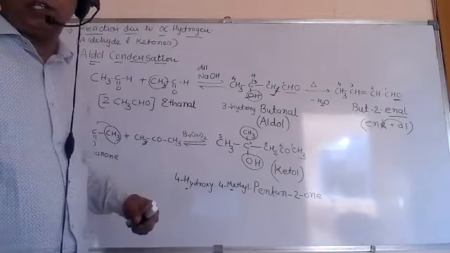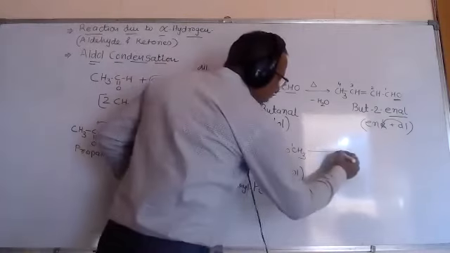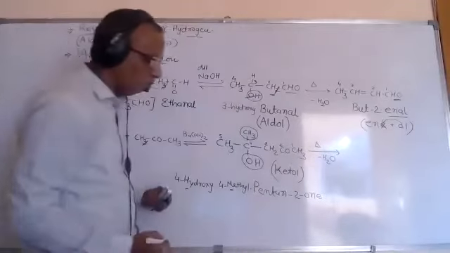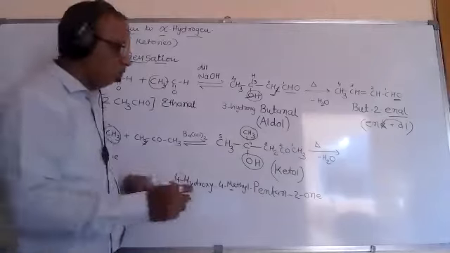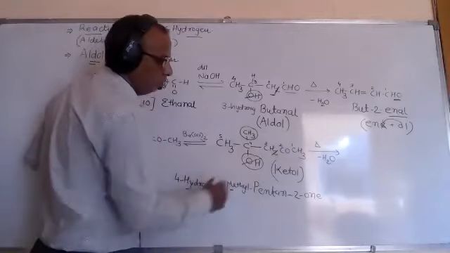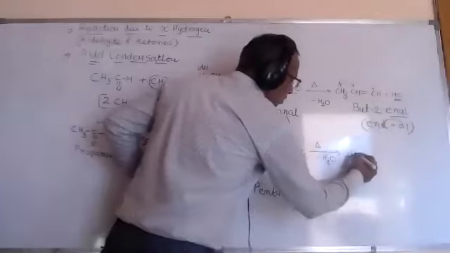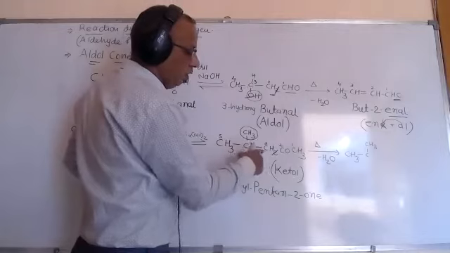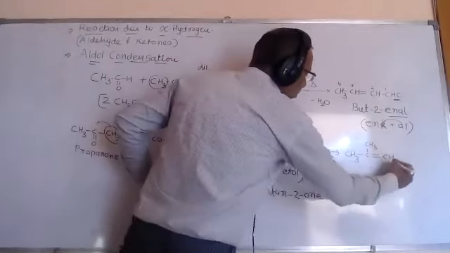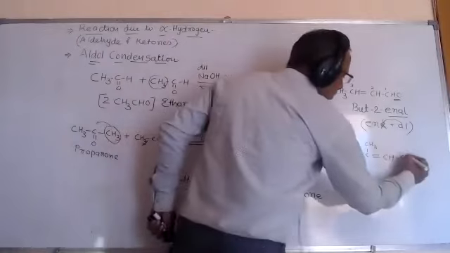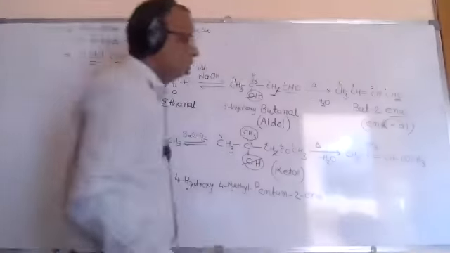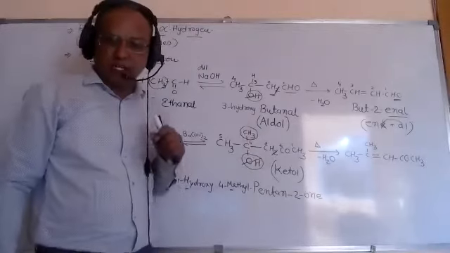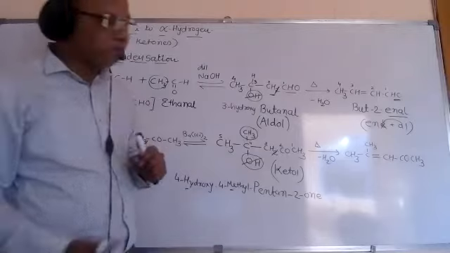In the second step, friends, once again, as we heated it, a water molecule will be removed. The water molecule will be removed from OH from here and H from here. So this is CH3, C, CH3. Here the double bond will be formed, CH, and this is CO, CH3. So once again, total 5 carbons are in the chain, but now a double bond is present.